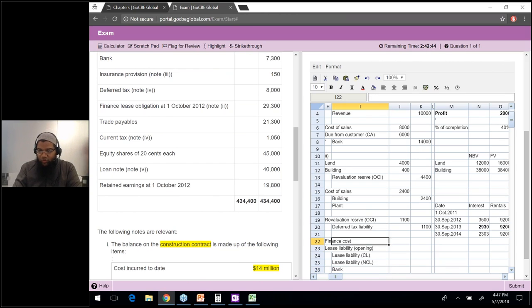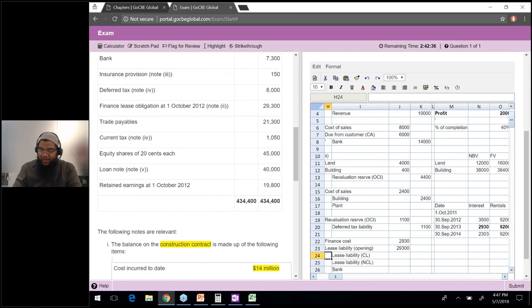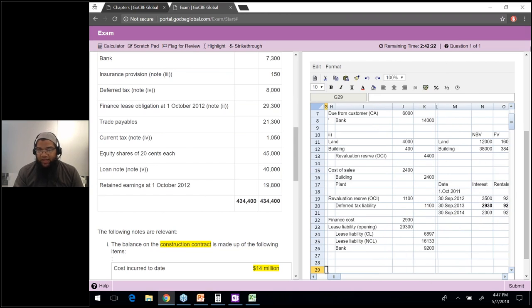So my entry is going to be finance cost debit by 2930. Opening liability given by the question was 29300. We are debiting it, eliminating it. The current liability for us is 6897. The non-current liability for us is 16133. And the rentals that we have paid is 9200. So this is how we can apply the entire accounting of the lease in one double entry. You do not need to make multiple entries.